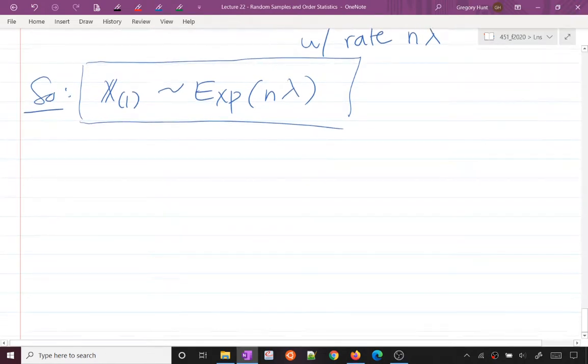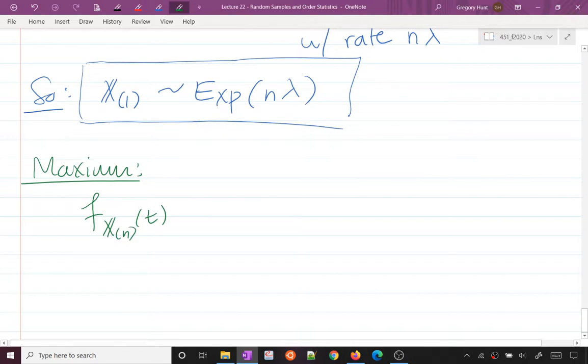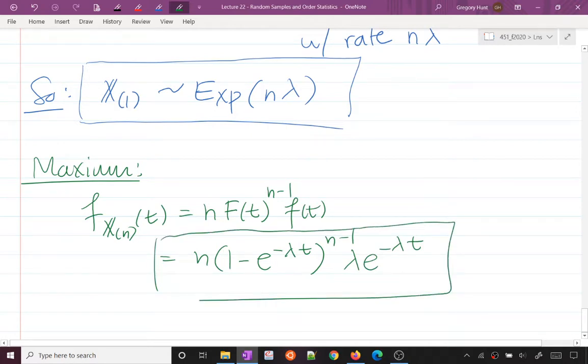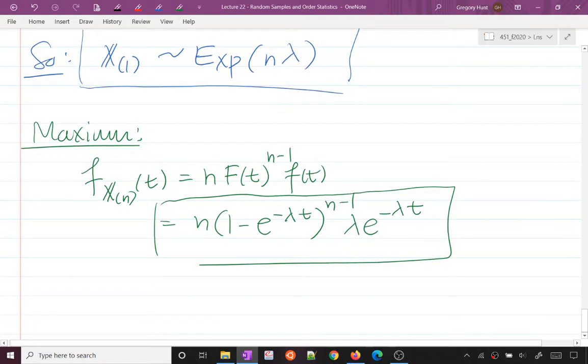And we can play the same game for the maximum. Our formula said that the PDF of the maximum was n times F(t) to the n minus 1 times little f(t). And in this case, it's n times (1 minus e to the negative lambda t) to the power n minus 1 times lambda e to the negative lambda t. And that's really as simple as you care to get it. There is no name for this distribution that I know, but it is a valid PDF.